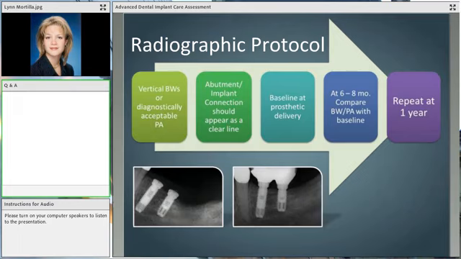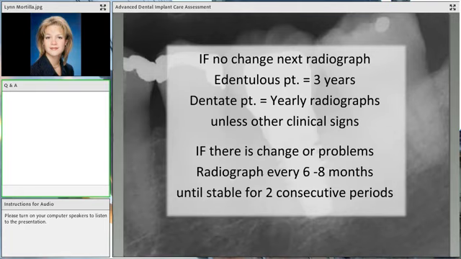It'll help us make sure that everything is seated correctly, but it also gives us a comparison. At 6 to 8 months after that, you're going to take another film. And at the 1-year mark after restoration, you'll take your third film. You'll compare all 3 of these films and look at the overall case, look at probing depth at that time. And if you see no changes, there's no probing changes, there's no bone changes, other than maybe a millimeter, and the patient is completely edentulous, you can wait 3 years to take another radiograph.